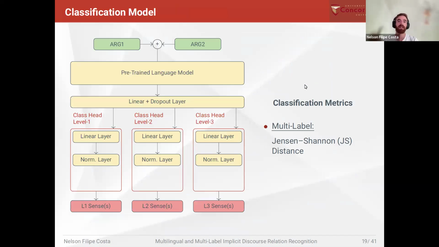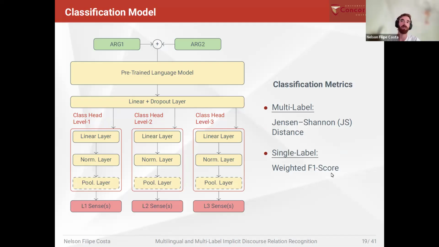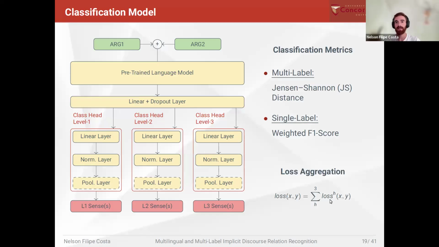So what we propose is a classification model that will simultaneously predict the three level senses, so level 1, level 2, and level 3. And instead of predicting just one sense, it will predict the probability distribution of all senses on each level. To measure our performance, we'll use the Jensen-Shannon distance in the multi-label setting. But because we're the first to do this multi-label approach, and we want to somehow benchmark with previous work, we'll adapt our model as well to the traditional single label scenario, in which case we'll add a pooling layer at the end of each classification head to extract the sense which has the highest probability as our single label prediction. And in this case, we'll use the traditional weighted F1 score to measure our performance. The loss of our multitask model is calculated as the equal sum of all the losses of each head.